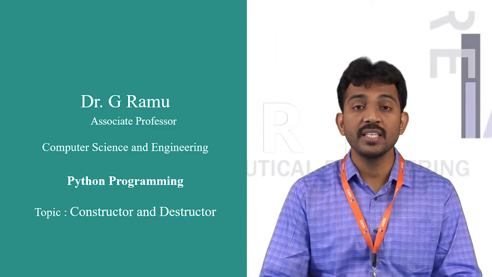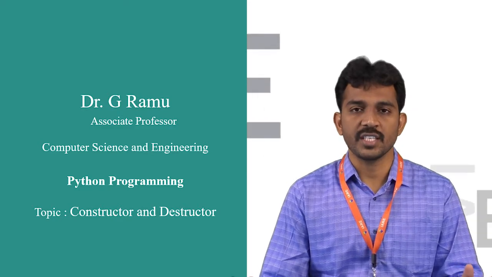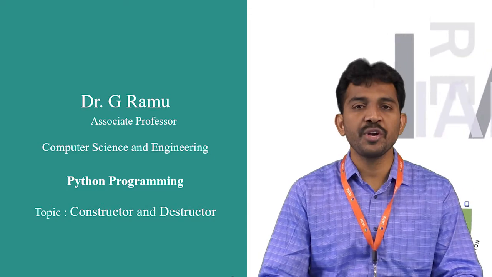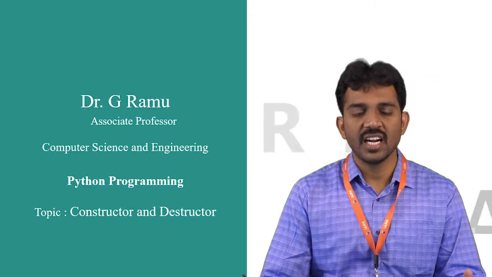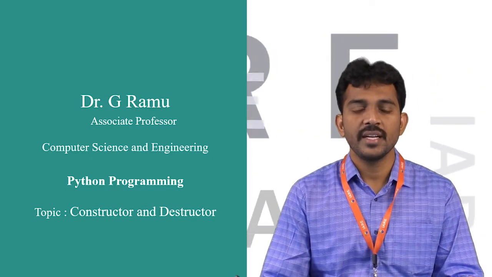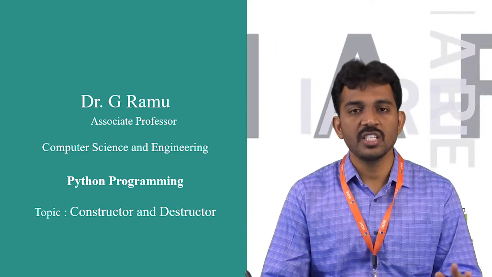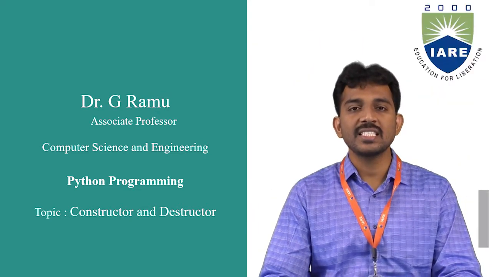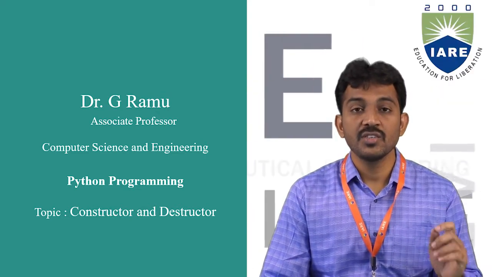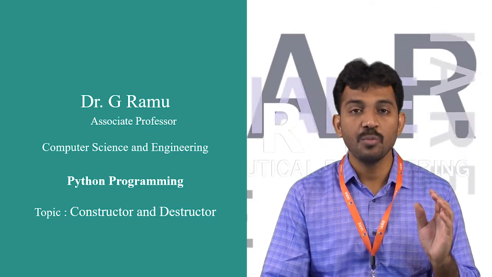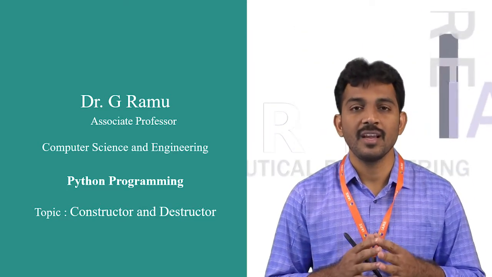In last class, we have seen what is a class and what is an object, and the difference between the class and object. In today's class, we are going to see what is a constructor and what is a destructor. What is the purpose of the constructor? What is the purpose of the destructor? The main purpose of the constructor is for creating an object. Object creation means allocation of the memory.